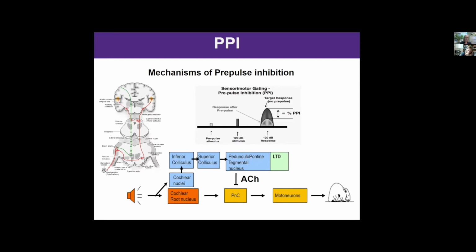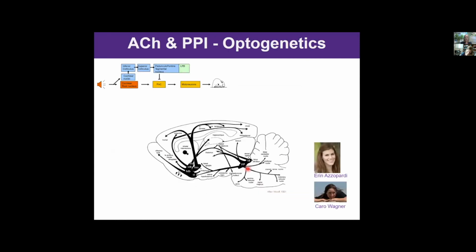And so when they lesion the PPT, there's no more prepulse inhibition, which is weird because, again, schizophrenia is associated with a lack of prepulse inhibition, so is autism. There's no indication that acetylcholine plays any role in schizophrenia or autism. But nevertheless, that was a long-standing dogma. So what we did is we used new techniques, optogenetics, in order to test this hypothesis.